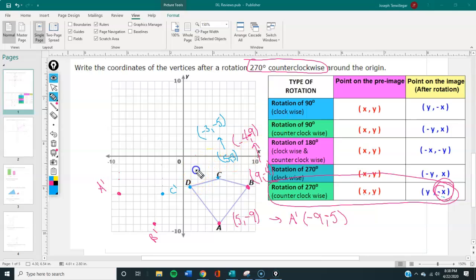So D is what? 1, -4. So we switch them. And we're going to put a negative in front of that second number. Let's go left 4, down 1. Boom. Drew perfectly. 270 degrees.